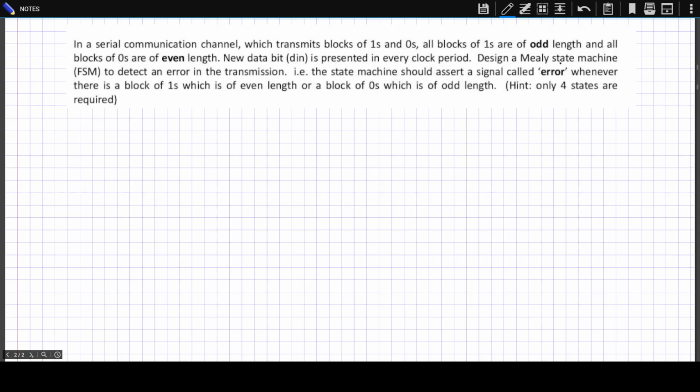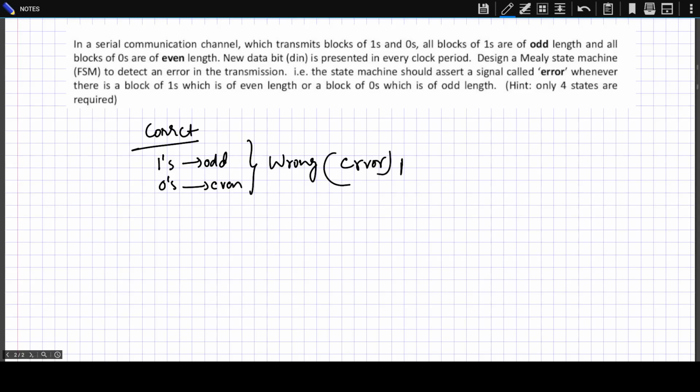Design a Mealy state machine to detect an error in transmission, that is, the state machine would assert a signal error whenever blocks of ones are of even length and blocks of zeros are of odd length. So the correct transmission would be: the blocks of ones are of odd length and blocks of zeros are of even length. If both these conditions are not met, then it is wrong. If any of these conditions is not met, we need to assert the error signal high.